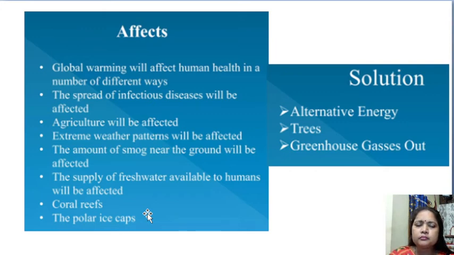Then the second solution step is huge or massive plantation. Okay, because in the photosynthesis process, plants absorb carbon dioxide, and this carbon dioxide is harmful for the environment, meaning we call it a greenhouse gas, for which this global warming is occurring, isn't it?